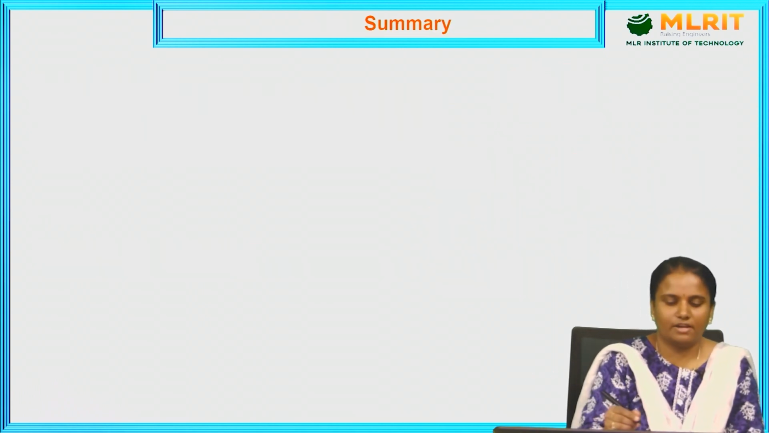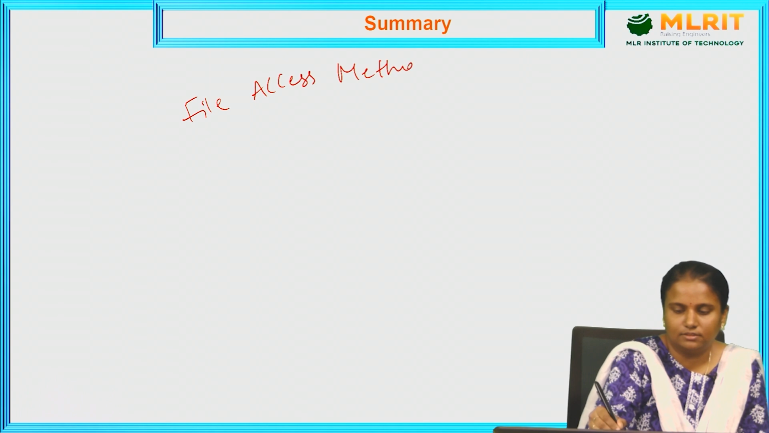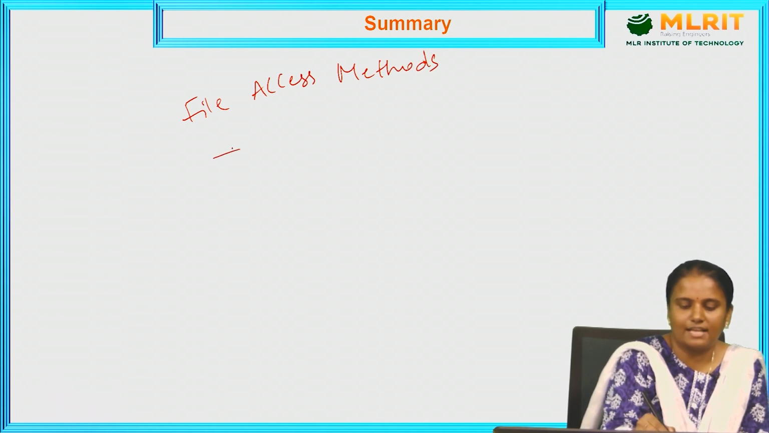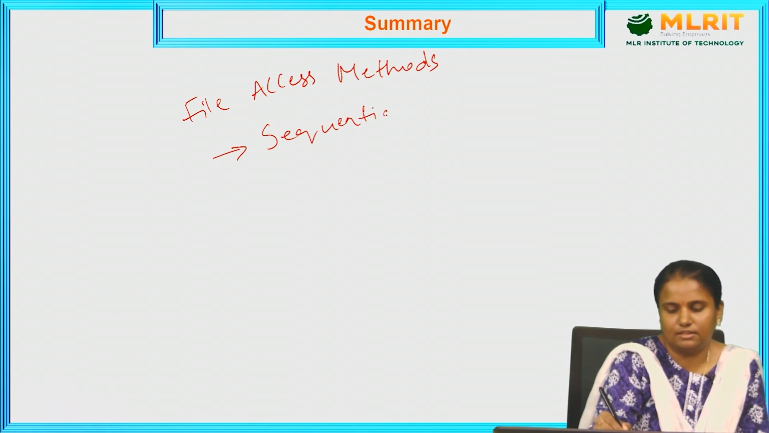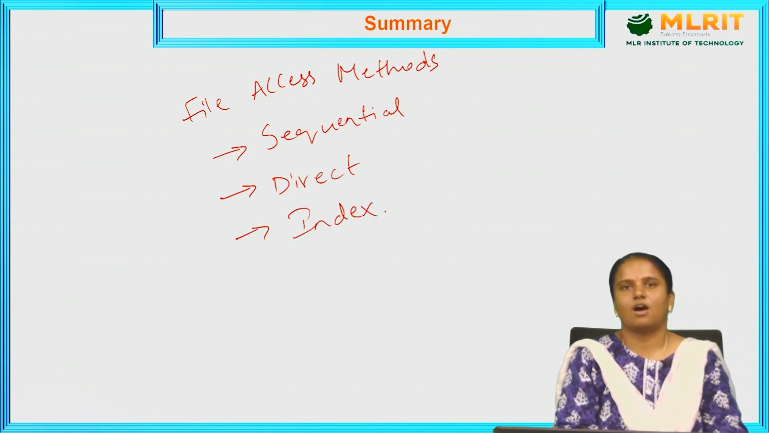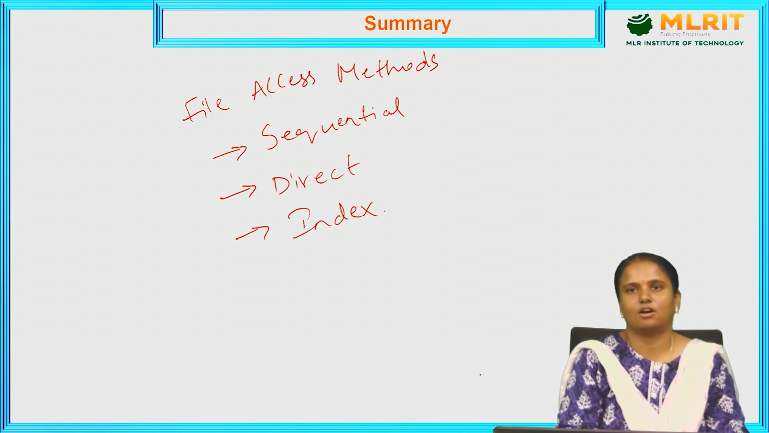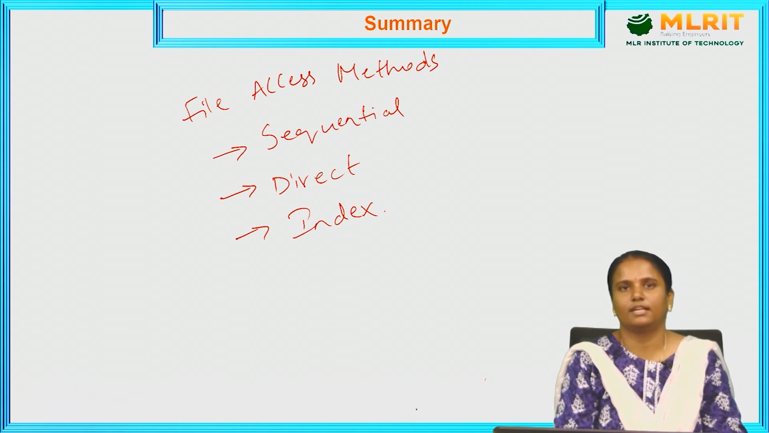In this session we have seen file access methods. What are they? Sequential, direct, and index. These are the three methods we have seen for file access. We have seen how to perform file accessing by sequential, direct and index methods.